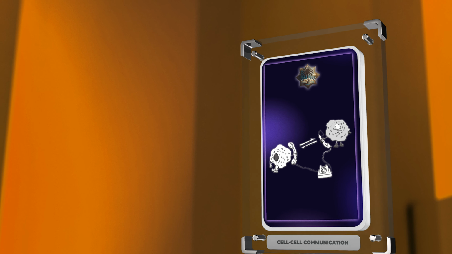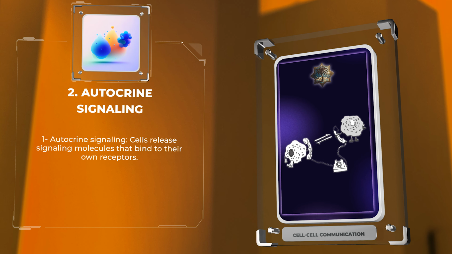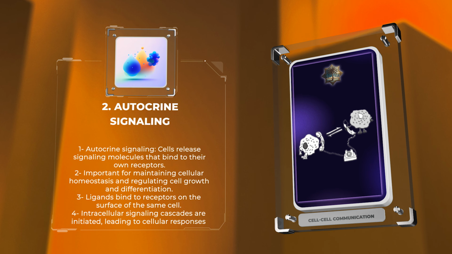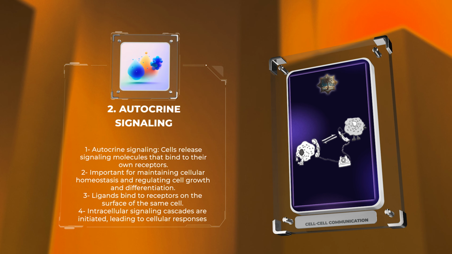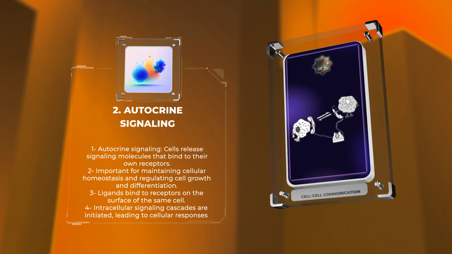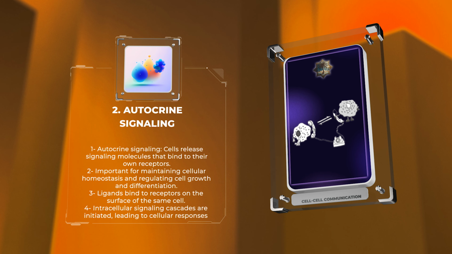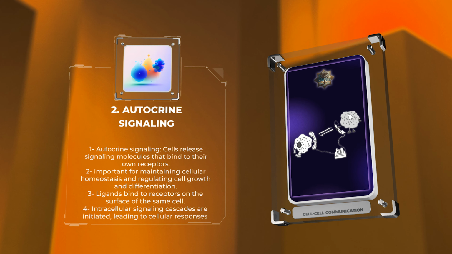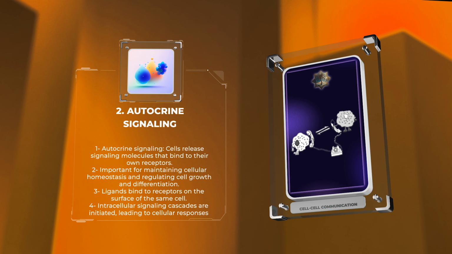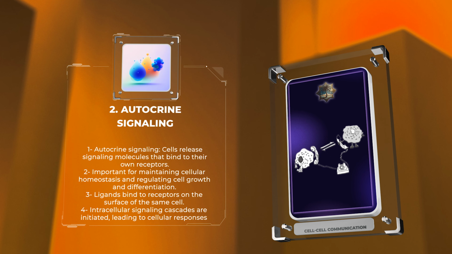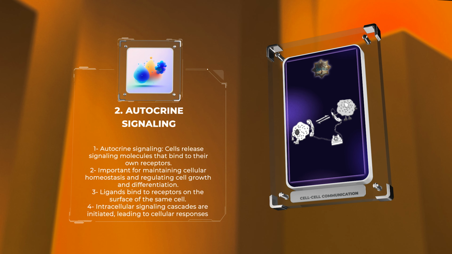Autocrine signaling is a self-stimulatory process in which cells release signaling molecules that bind to their own receptors. This type of signaling is important in maintaining cellular homeostasis and regulating cell growth and differentiation. In autocrine signaling, cells produce and secrete ligands that bind to receptors on their own surface, initiating intracellular signaling cascades. This can lead to cellular responses such as survival, proliferation, or migration.